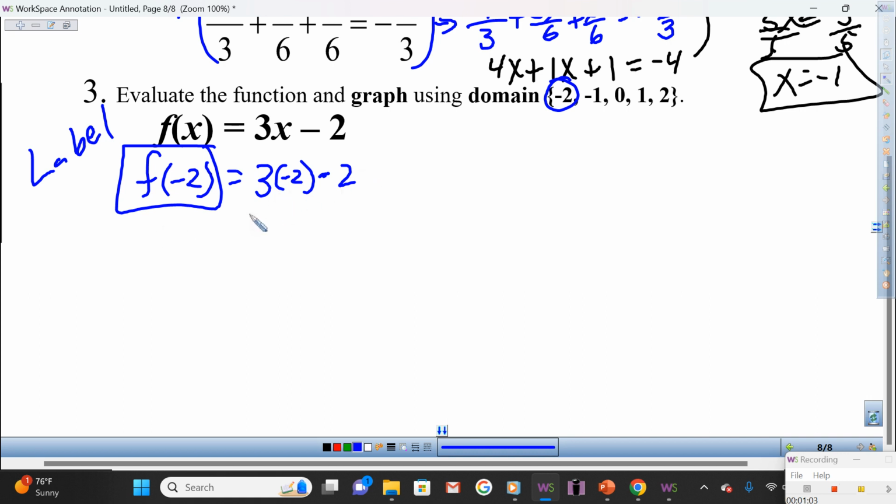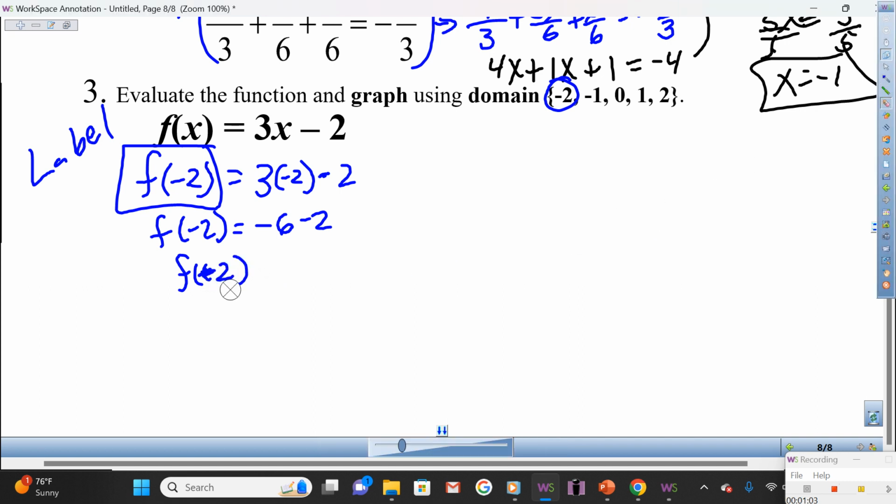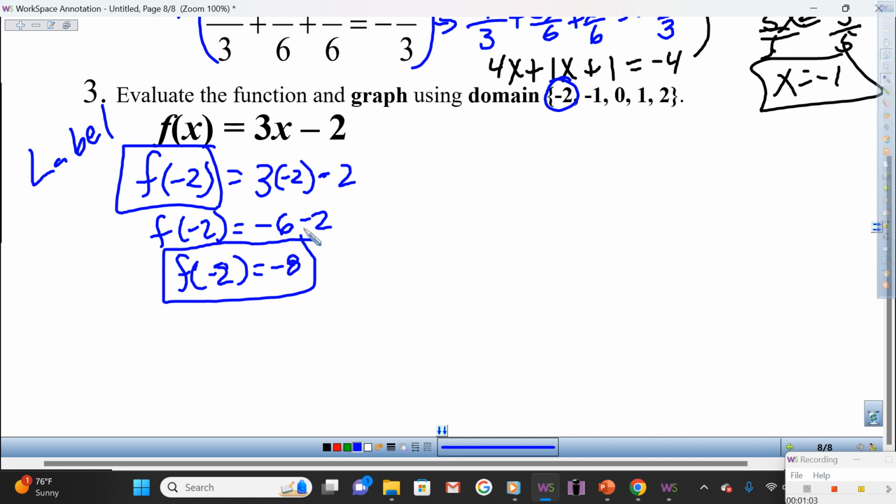The one on the right. So, what is 3 times negative 2? Negative 6 minus 2. I bring down the f of negative 2. Oh, sorry. F of negative 2. So what is negative 6 minus 2? That's negative 8. That's how you evaluate a function.